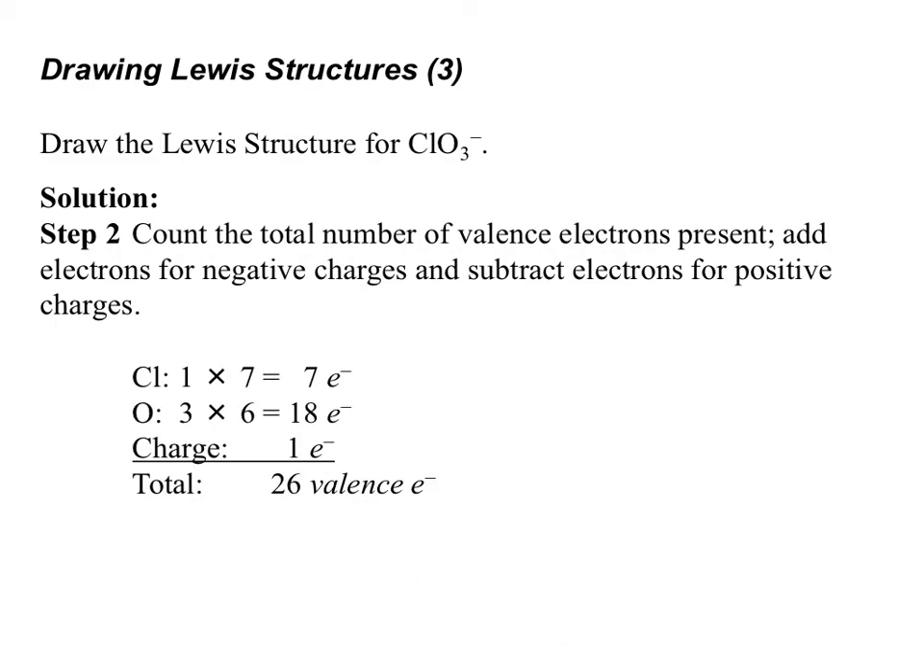Step 2. Count the total number of valence electrons present, add electrons for negative charges, and subtract electrons for positive charges. Well, we have one chlorine. One chlorine has 7 electrons. We have 3 oxygens. Each oxygen has 6 electrons, so that would be 18 electrons. And we have a negative charge, so that would be 1 extra electron, to give us a total of 26 valence electrons in this polyatomic ion.